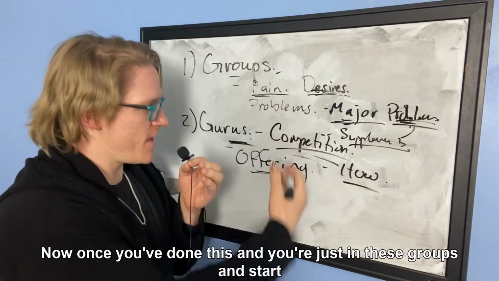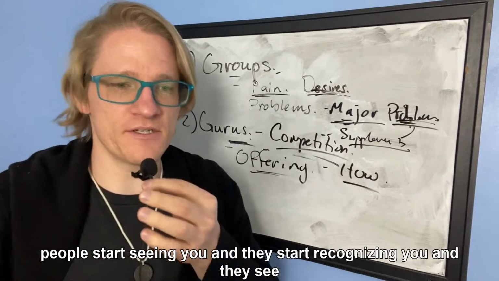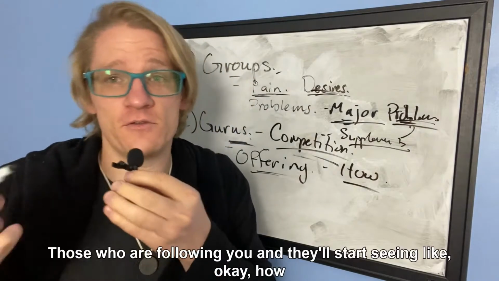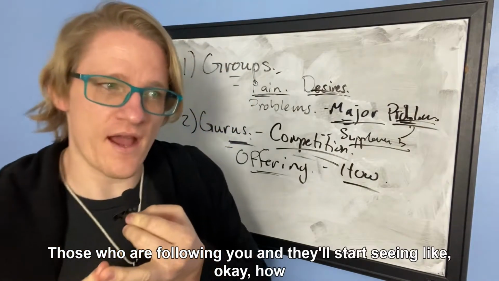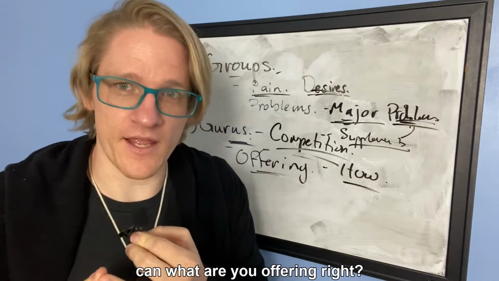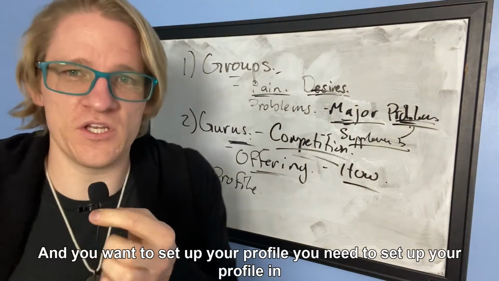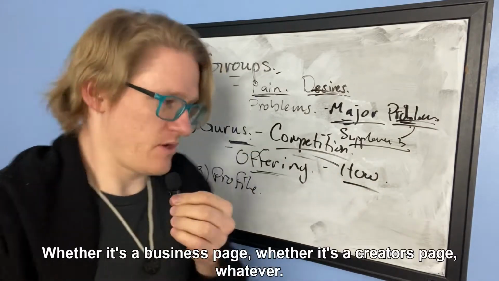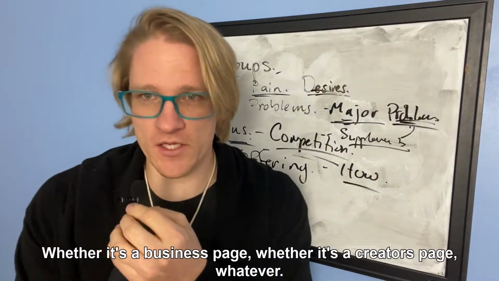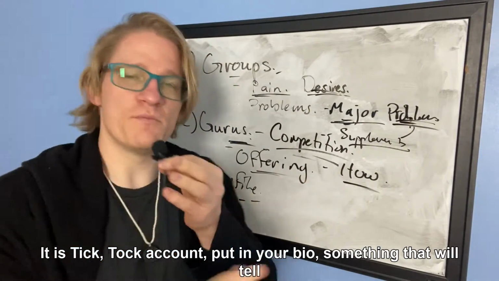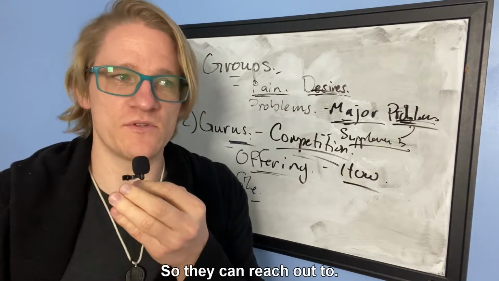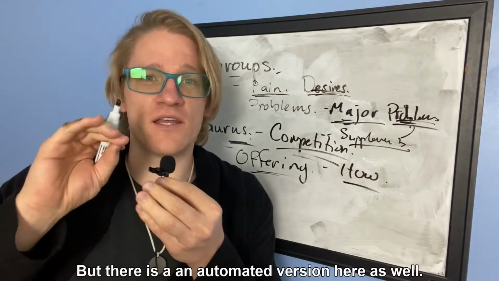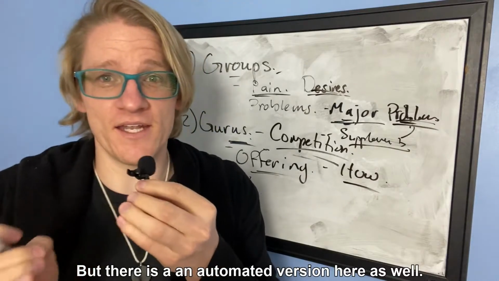Now, once you've done this and you're just in these groups and people start seeing you and recognizing you, and they see that you're providing value, they'll start following you and they'll start seeing like, okay, what are you offering, right? And you want to set up your profile. You need to set up your profile in a way that tells people like, this is what I do. This is what I can do for you, right? Whether it's a business page, whether it's a creator's page, whatever it is, TikTok account, put in your bio something that will tell people so they can reach out to you. Again, this is like the manual version, but there is an automated version here as well.